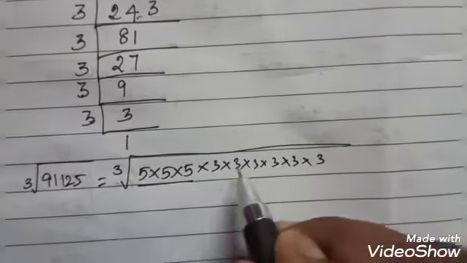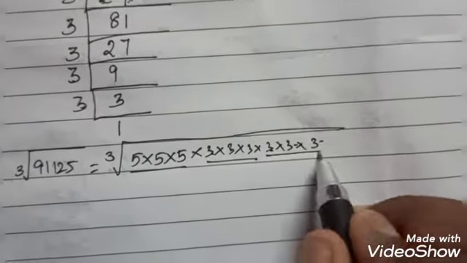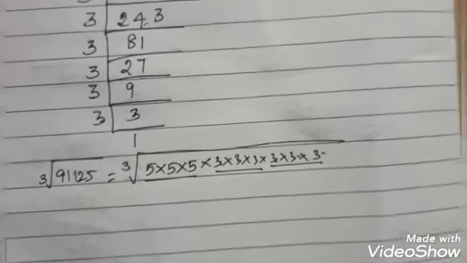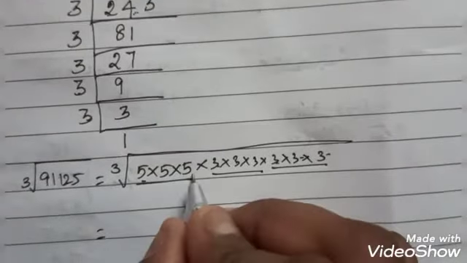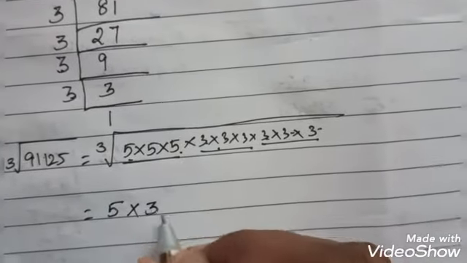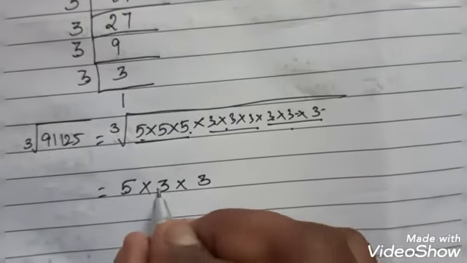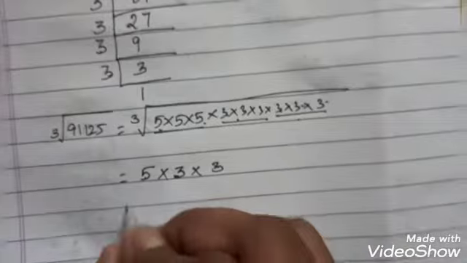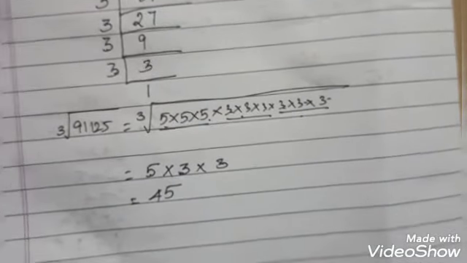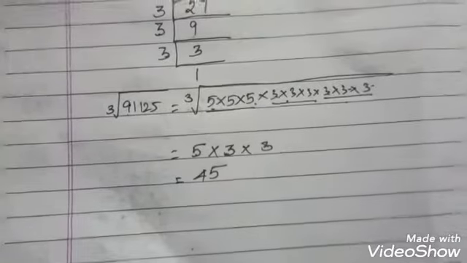So this is one triplet, 1 2 3, and this one set of triplet, 1 2 3, and this one set of triplet. So how many triplets are there? 3 triplets and 2 different triplets. So from the first triplet we take only one 5, from the second triplet we take one 3, and from the third triplet we take one 3. Now you multiply: 3 5s are 15, 15 into 3 you get 45. Okay, so the cube root of 91,125 is 45.